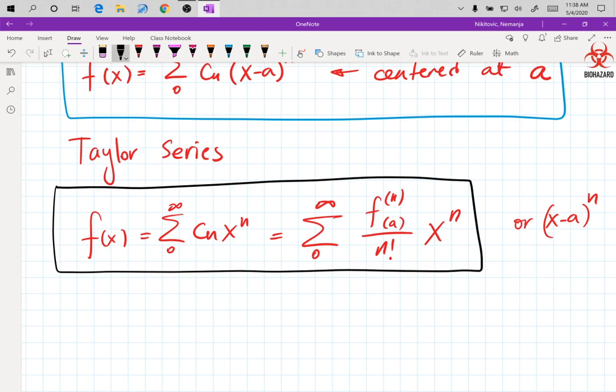Now I gotta interrupt this lecture. Next one, what was Cn? Well, I explained. Cn is the coefficient for each of the powers. I'll write it down.